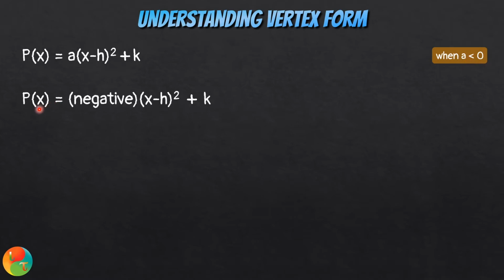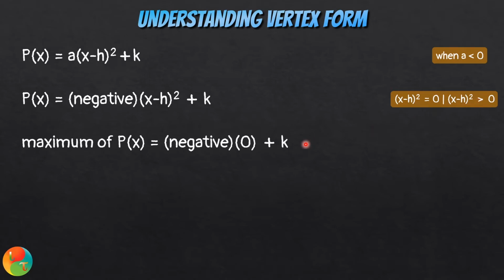So we'll write p of x equals some negative number into x minus h whole square plus k. Again, x minus h whole square can either be 0 or greater than 0. Maximum value of p of x is equal to negative into 0 plus k.